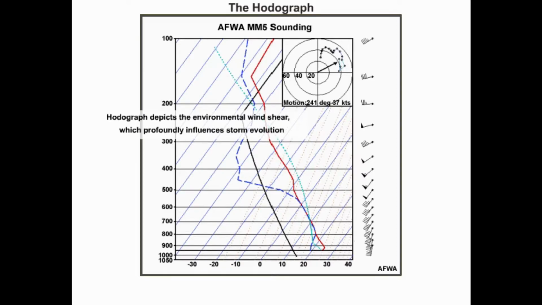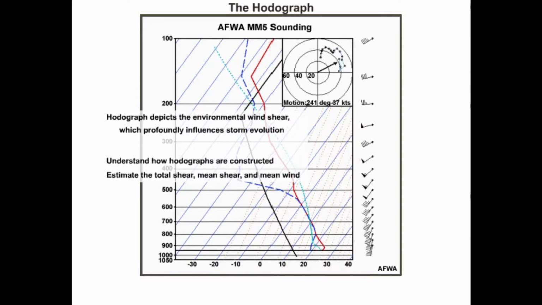This figure shows an AFWA MM5 model sounding, along with associated hodograph, downloaded from a Joint Army-Air Force Weather Information Network website. Similar sounding hodograph plots are available from many sources. After completing this module, you should understand how hodographs are constructed and how they can help you estimate the total shear, and mean wind. To learn how shear impacts the development of convective storms, see the module Principles of Convection 3, Shear and Convective Storms.